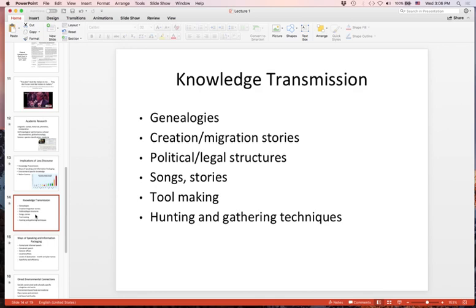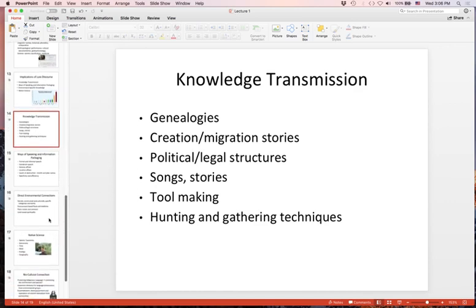I'll refer to the Harrison text a couple times. We're reading at least one chapter of it, and he will go into the importance of knowledge transmission as it relates to several of these different categories.